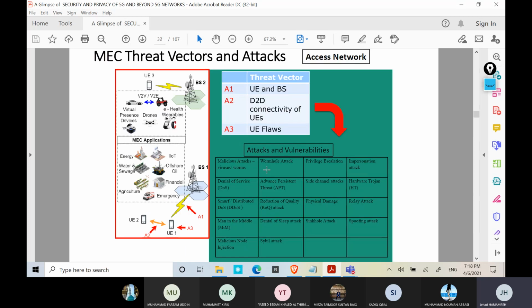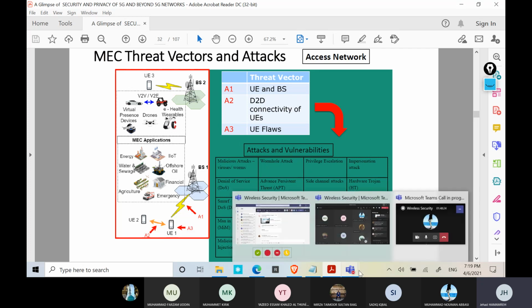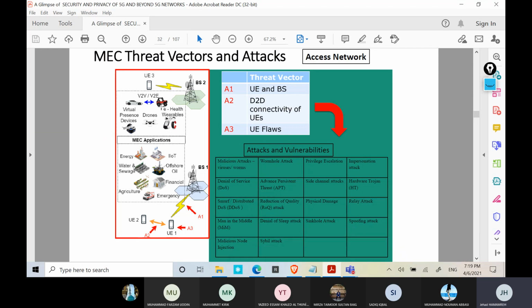And those threats usually depend on the interface. For example, you have interfaces A1, A2, A3: A1 between the user equipment and the base station, A2 between the user equipments with each other, A3 between user equipment and a third party. And those are examples of applications that are going to be affected by A1, A2, A3. So now what are the attacks?